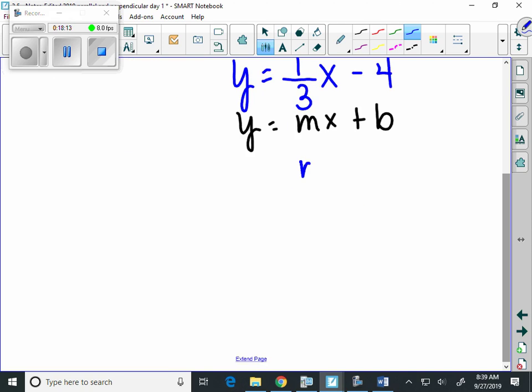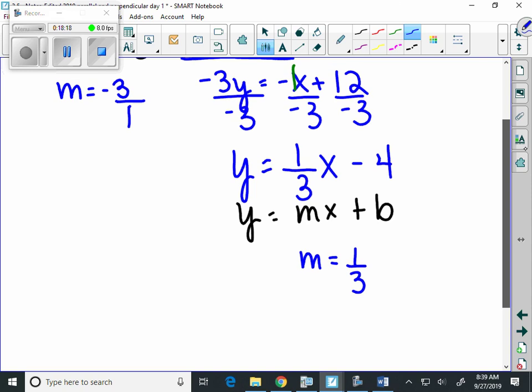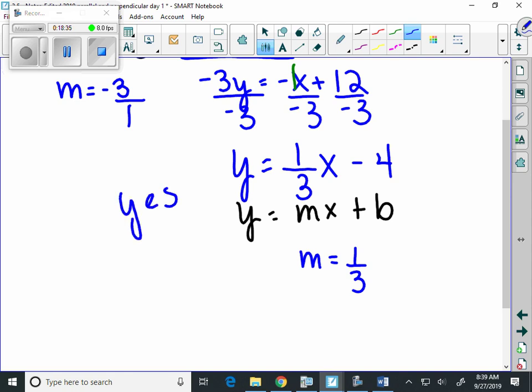And we see that it's the number in front of the x, which is 1/3. And then the question becomes, are these opposite reciprocals? Well, one slope is negative and one's positive. So yes, they are opposite reciprocals. Did we flip one to the other? Yes, which means these are perpendicular.